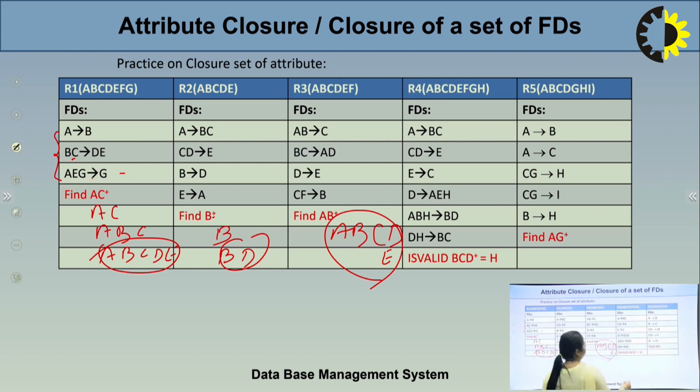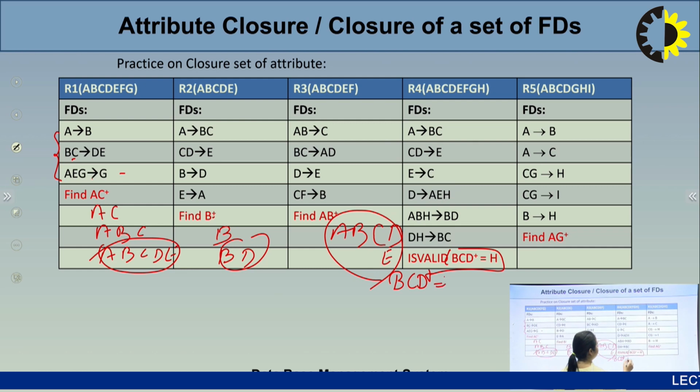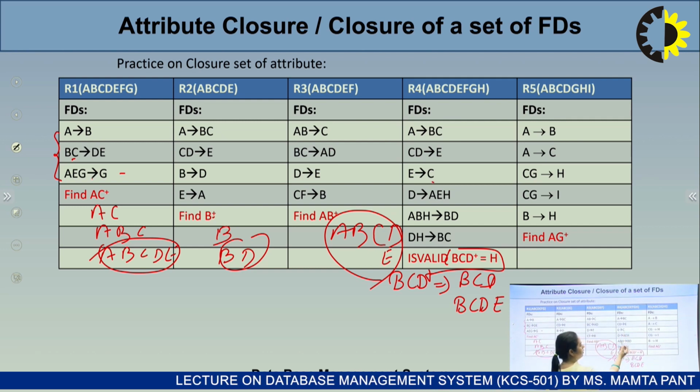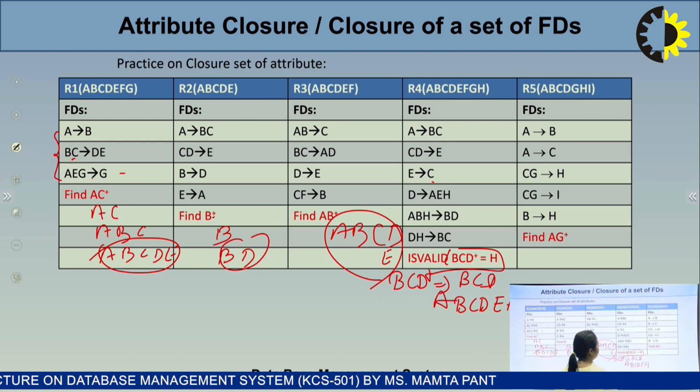Next, we have to check this question: is this valid or invalid? For this, we have to find the closure set of BCD. BCD closure set: we don't have A, we have CD. We can find B, C, D and E. With the help of E, I can find C. We already have C. With the help of D, I can find A, E and H. So you can clearly see that with the help of BCD, I can find the value of H. So this is a valid closure set.